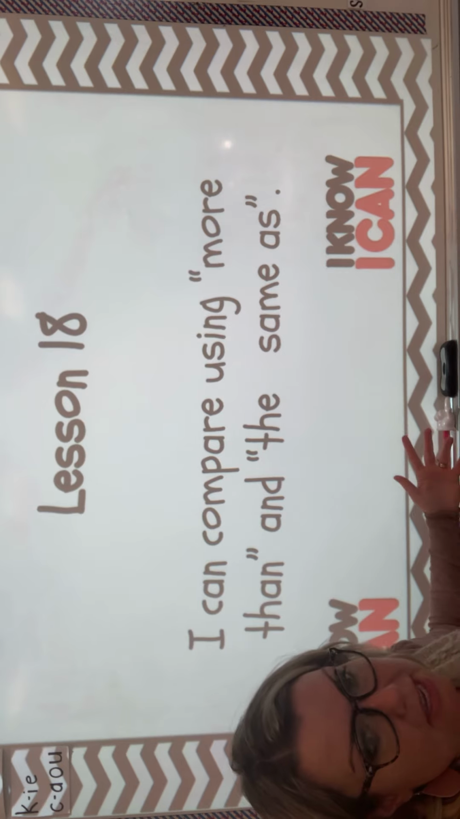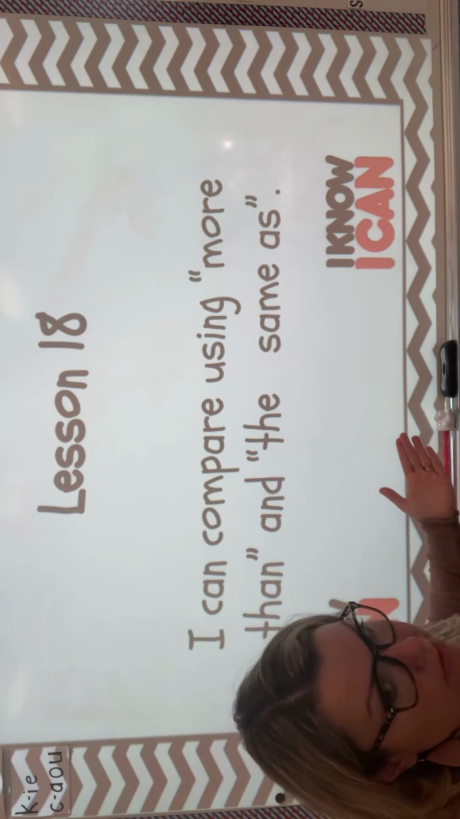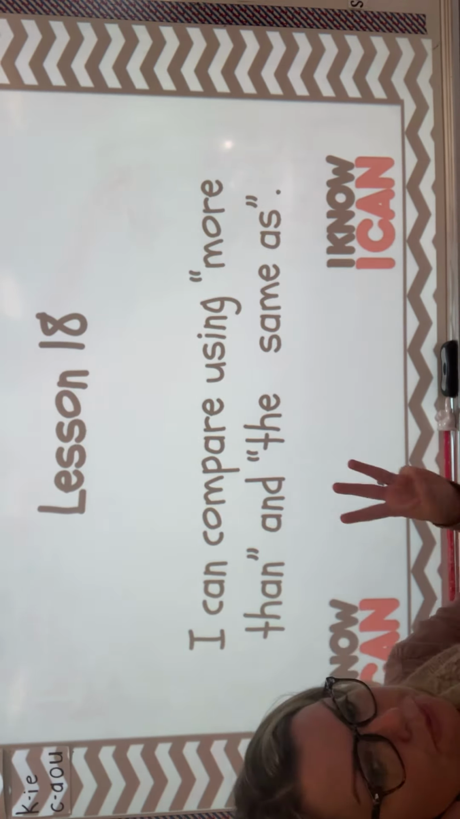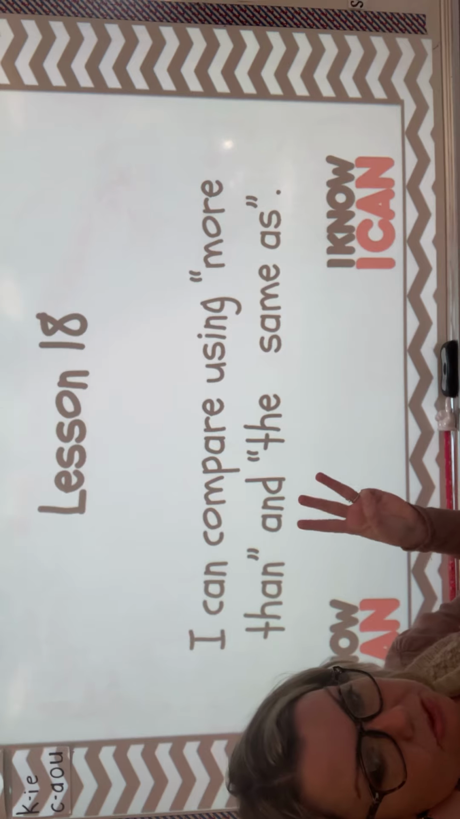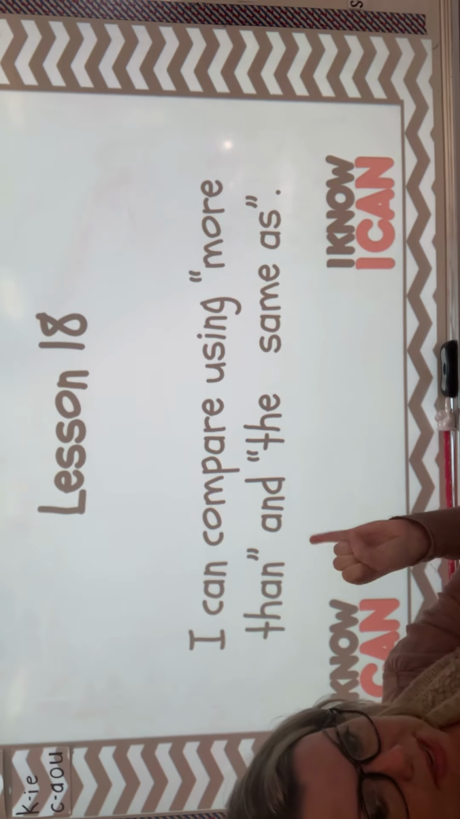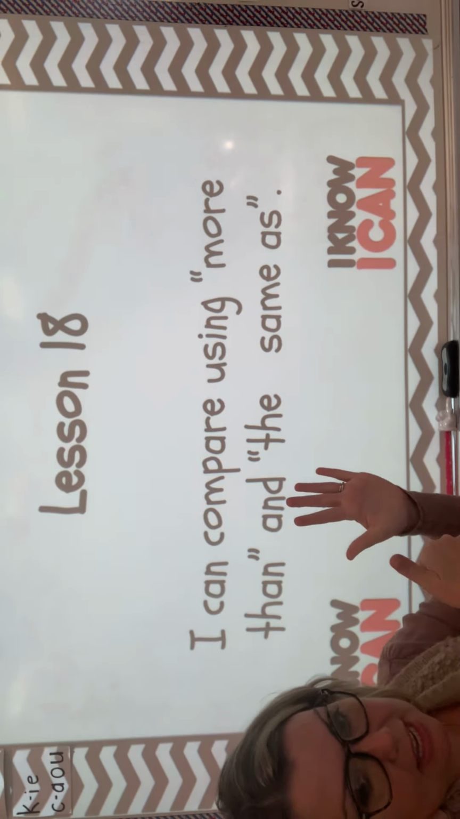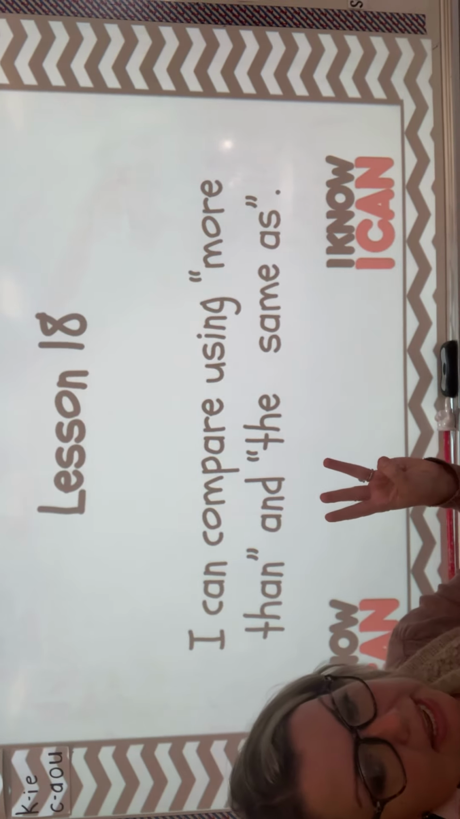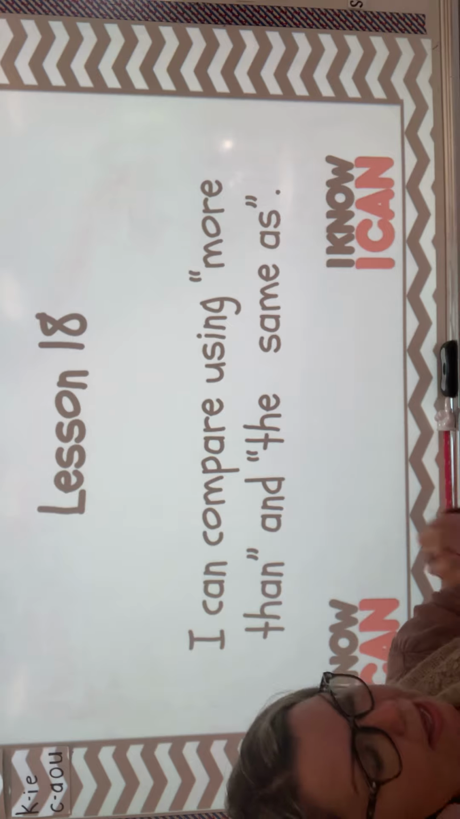More than means more. So if I only have 3 carrots, what is more than 3? Anything over 3. 4, 5, 6. Less than 3 would be the other way. Anything less than 3, 2 or 1.